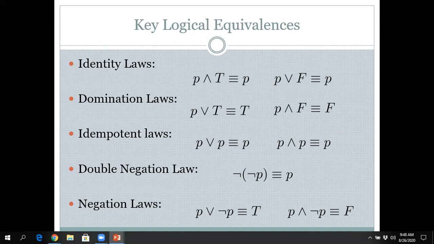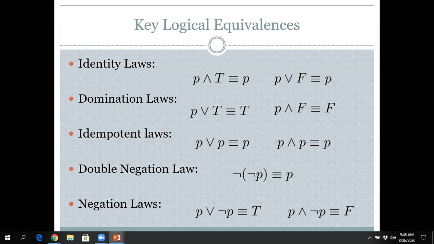The idempotent laws. So P or P, are you serious? I might as well just be working with P. P and P? P. Okay, double negation law. By the way, all of these are easily verifiable in a truth table, but we can kind of see why they would have to be true. If I negate a negation, guess where I am back to? The original thing. It's kind of like a negative negative. Does that make sense? Okay.